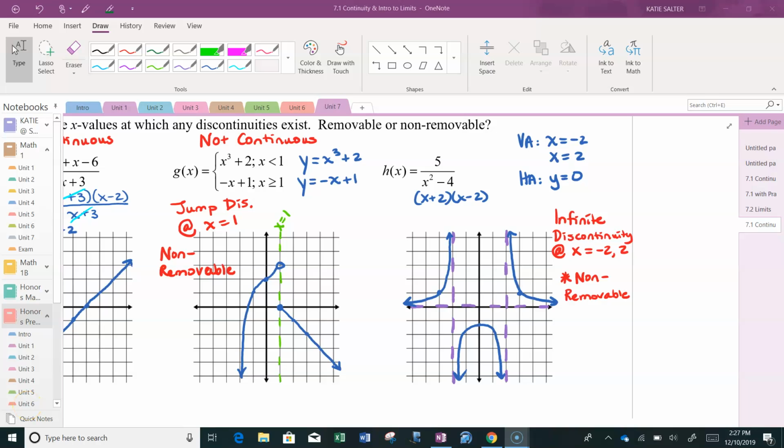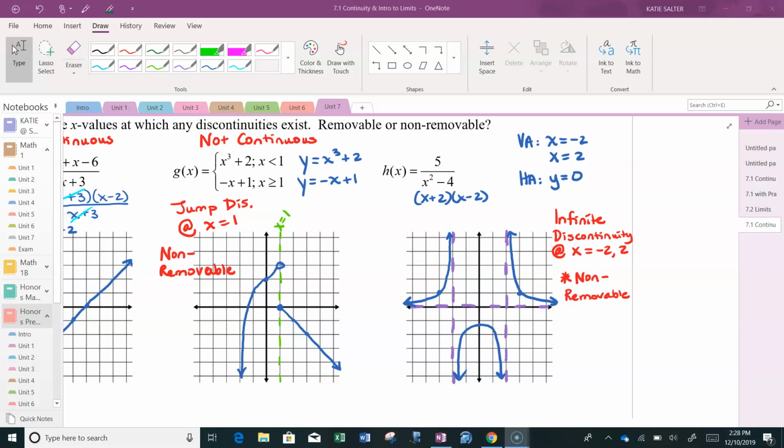Okay, welcome back. So this third one is another rational function, but in this case, this rational function does not have a hole in the graph because there's not a common factor in the numerator and denominator that reduces. So when we factor out the denominator, there are two values that will make the denominator equal to 0. Therefore, we have two vertical asymptotes, one at x equals -2, and one at x equals +2.